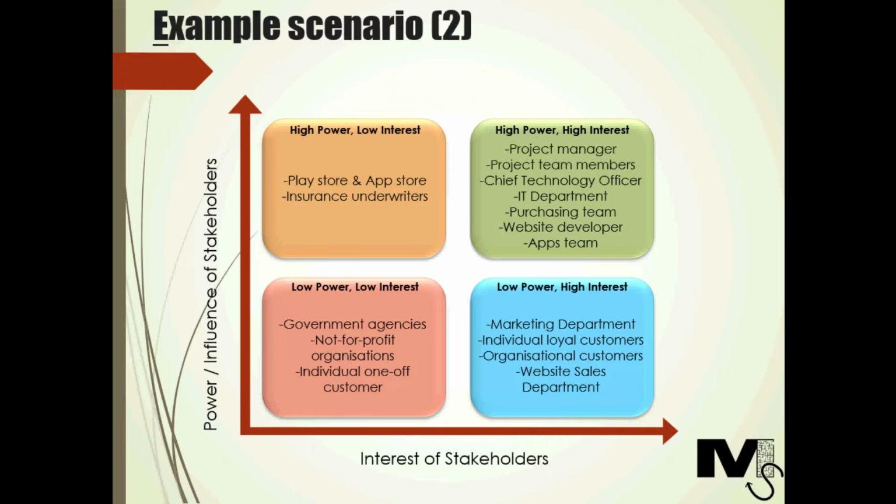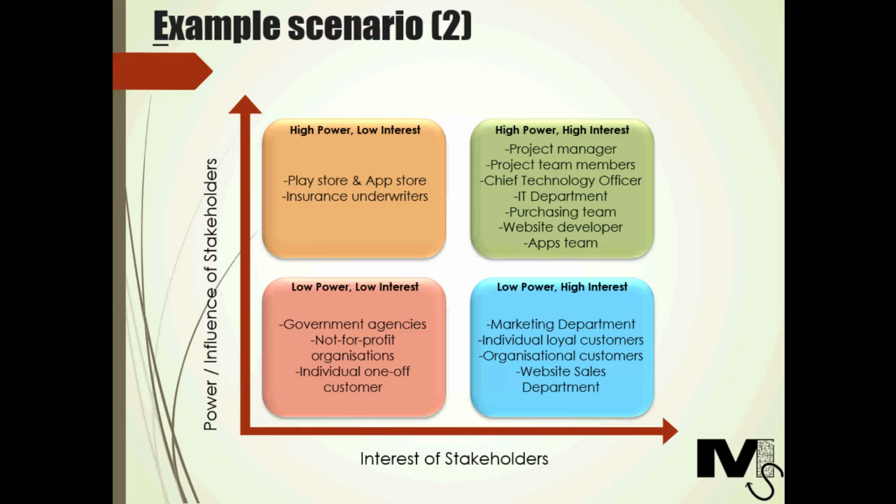And in the next quadrant, we have high power, high interest stakeholders who we need to manage closely. Now, this includes the project manager, the project team members themselves, the Chief Technology Officer, the IT department, the purchasing team, website developer, and the apps team in this case. These are, of course, people who are most involved with the project and are very affected by the outcome. They will need to be managed very closely at every stage.